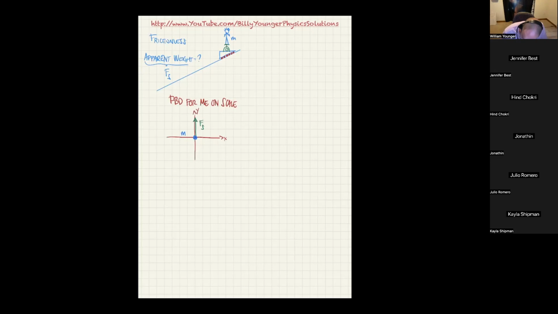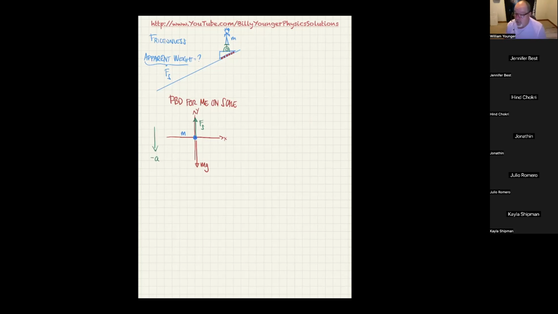Now, in addition to that, acting on me is the weight due to gravity, which is just going to be mg like that. All right. Now, in the case of this thing going down the incline, we have an acceleration of negative a.